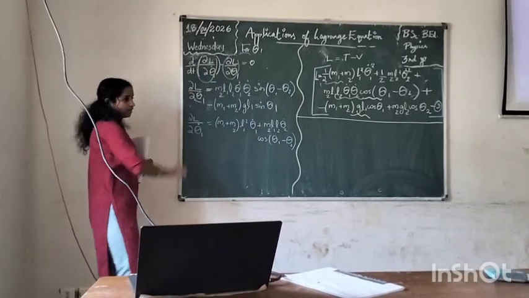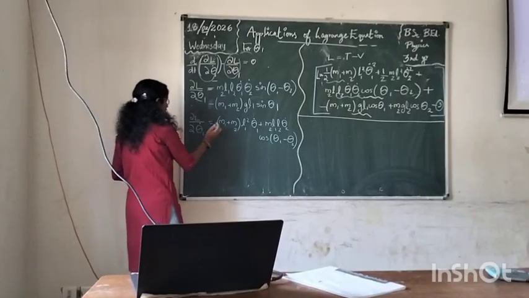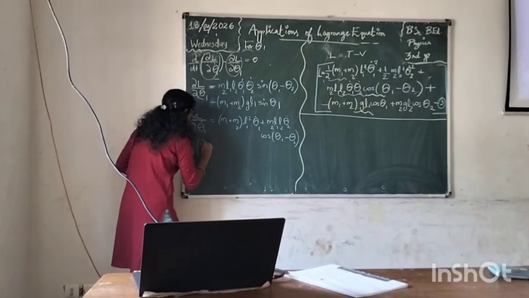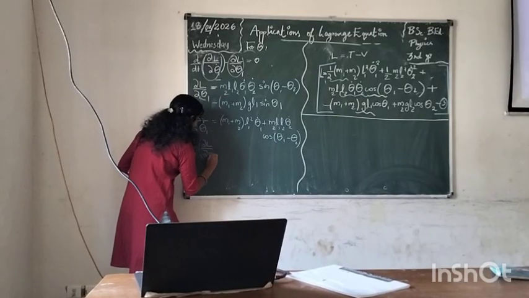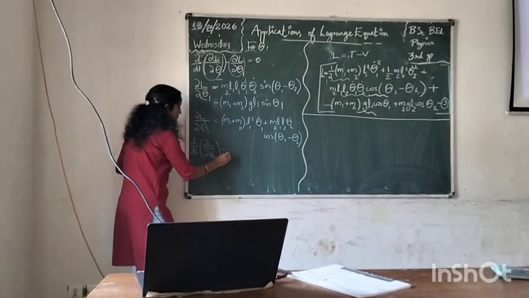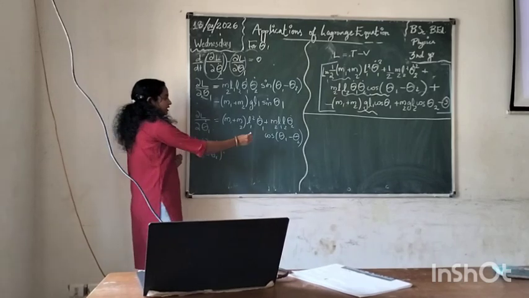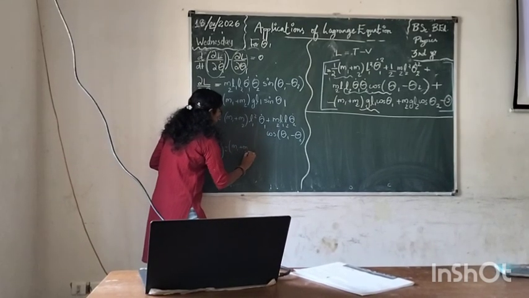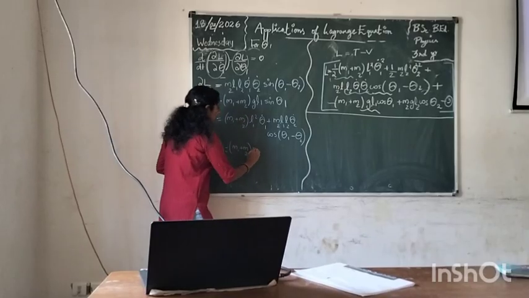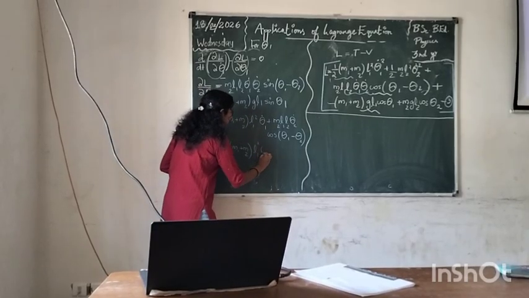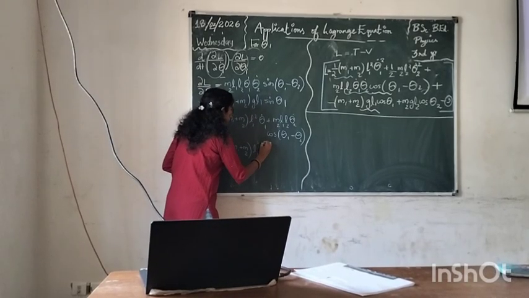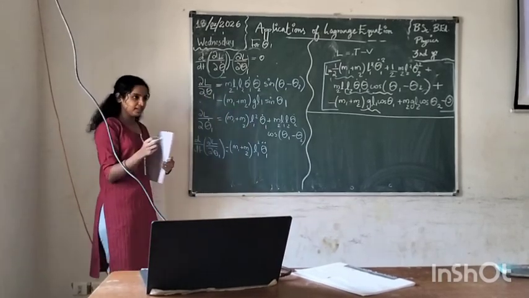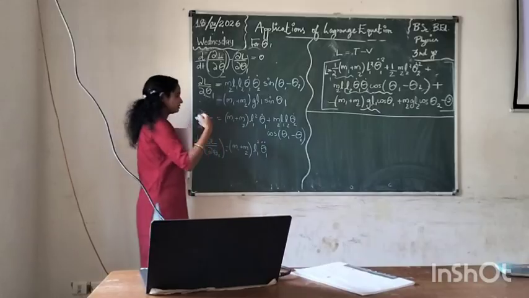Now we have to find the time derivative of this one, d by dt of dou L by dou theta 1 dot. And for that, we will have the derivative as m1 plus m2 L1 square theta 1 double dot, because theta 1 dot is d theta by dt. So on doing the derivative again it will be d square theta by dt square.